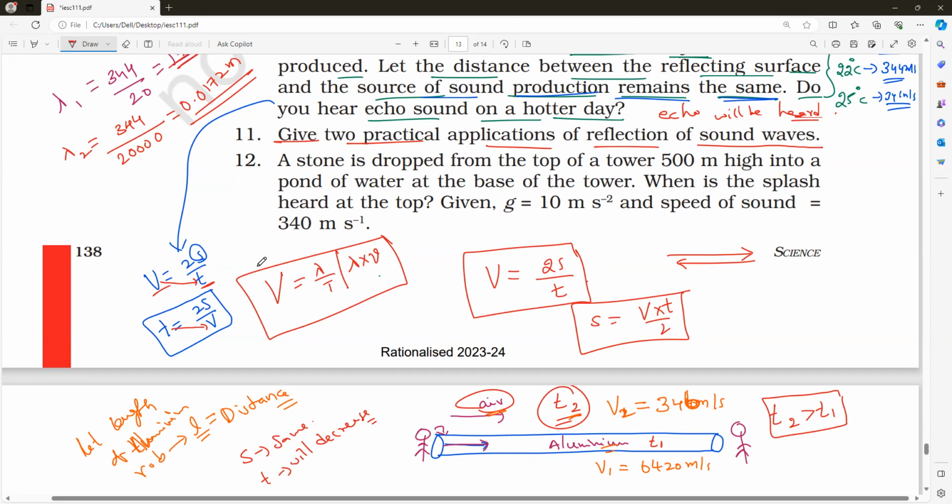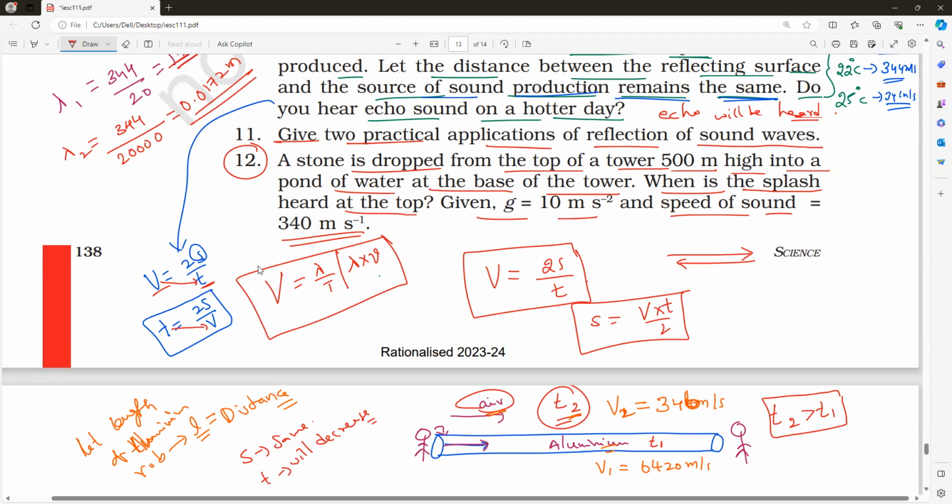That is it. Next, numerical. 12th question. Again, a very important question, related to integration with the motion chapter, that is, equations of motion. A stone is dropped from the top of a tower 500 meters high into a pond of water at the base of the tower. When is the splash heard at the top? Given g is 10 meters per second square and the speed of sound is 340 meters per second. Already we have solved this question.